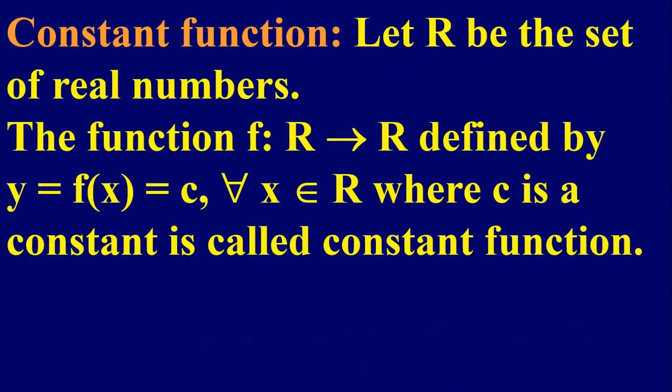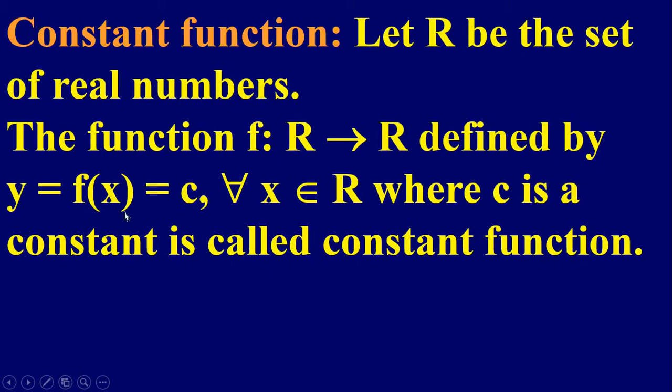So next type of function is constant function. Let R be the set of real numbers. The function f from R to R defined by y equal to f of x equal to c, that is y equal to c for all x belongs to R, where c is a constant, is called constant function. Now here c is a constant and we write y equal to c, or f of x equal to c, is called constant function. So c is a constant.